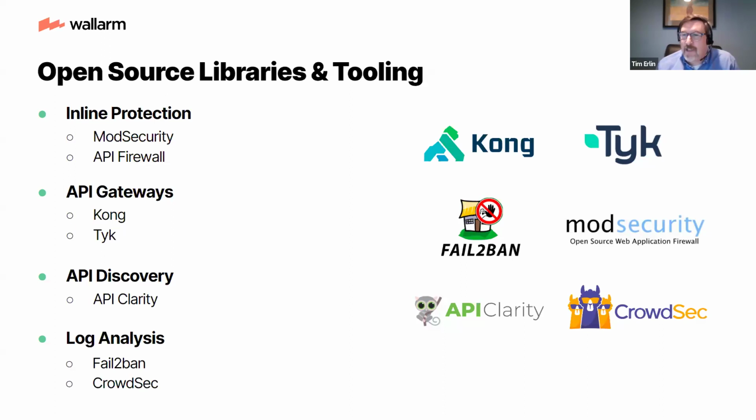There are open source gateways as well. I would point out that given the subject of this call, there's a good chance that the vast majority of participants already have an API gateway in place. But those open source gateways have their place in the market as well. There are some open source API discovery tools like APIClarity, and then one of my favorites is that you can never go wrong with log analysis. There's so much information in logs, and if you can produce good logs and analyze them, you can do a lot with a relatively small tool set.